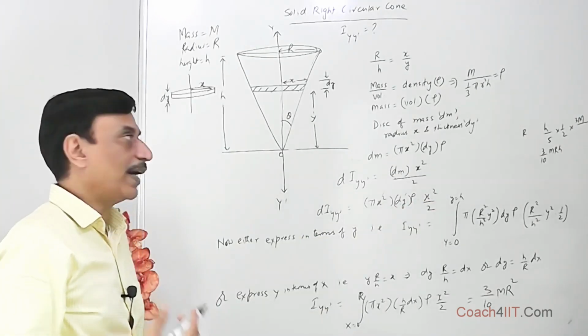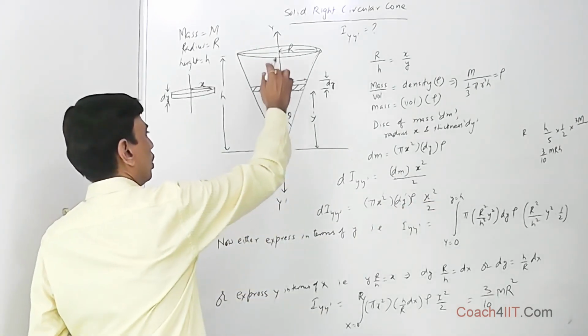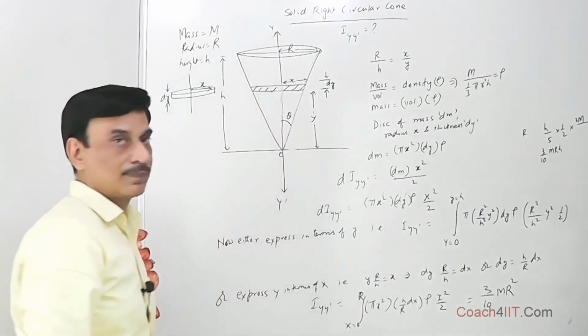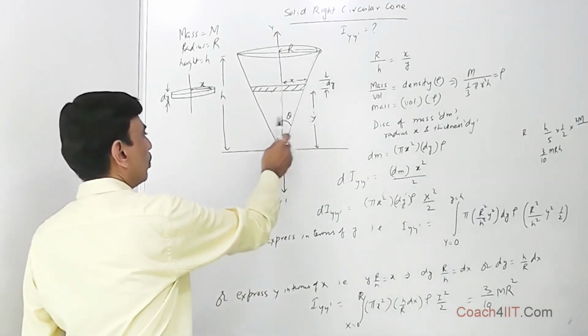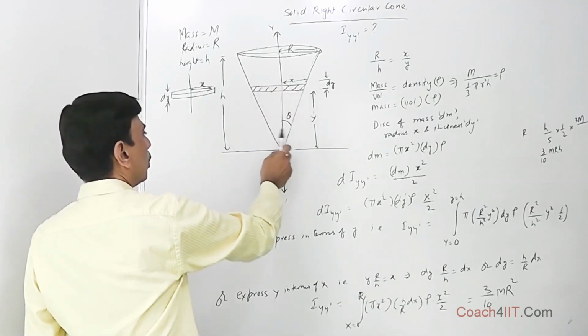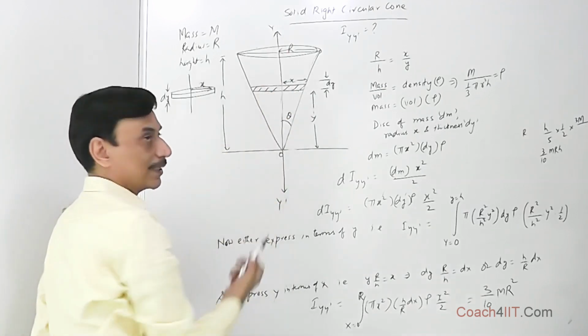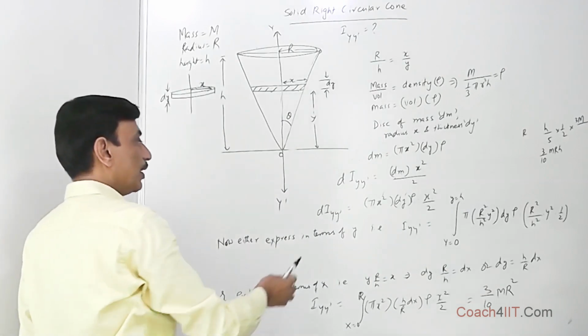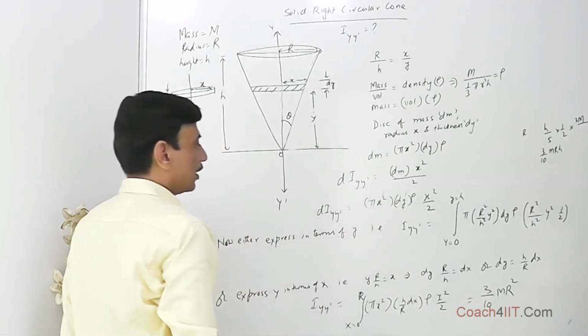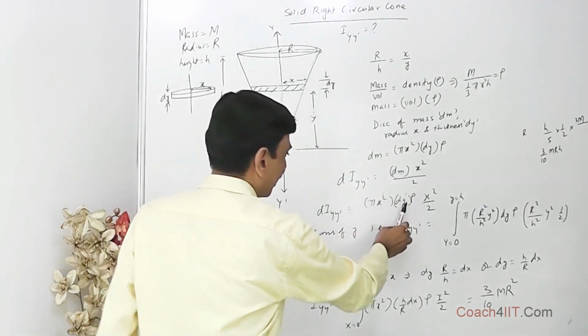Now we wish to find the moment of inertia of this whole cone about this axis. So we have to add, that is integrate, the moments of inertia of all these individual disks about this axis. So we have to do integration. Now, if we have to do integration, we have two variables, one is x, the other is y.